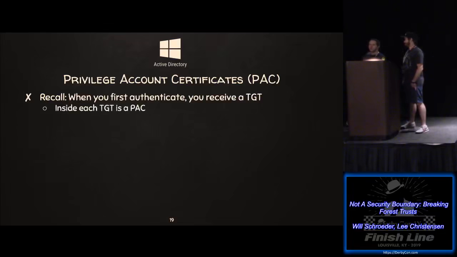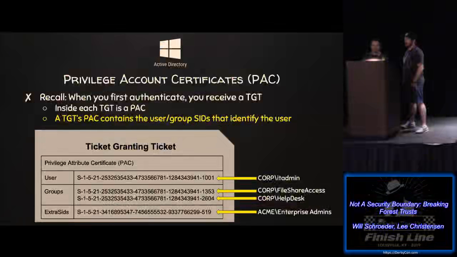So recall that when we receive a TGT from a domain controller, inside of that TGT is a structure called the PAC, the Privileged Attribute Certificate. What this actually looks like on the inside is there's a few different fields that we're really interested in. The very first one is the user. That identifies who we are within the domain. It also contains the groups that we're a part of. Those are the SIDs of each of the groups.